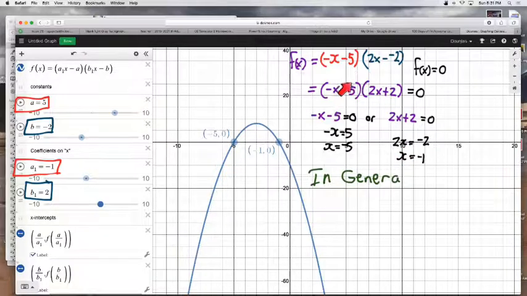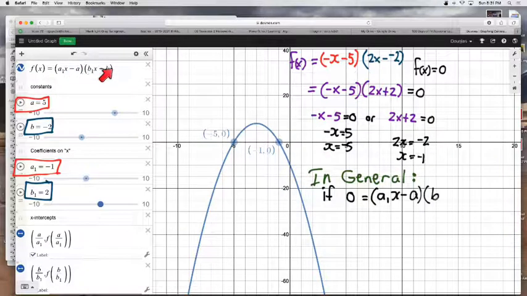So this is just a matter of doing some quick algebra. Notice I will take the opposite of 5 and then divide by the coefficient on x, and I'll take the opposite of 2 and then divide by the coefficient on x to get my x-intercepts. So we can generalize this result using this form right here.